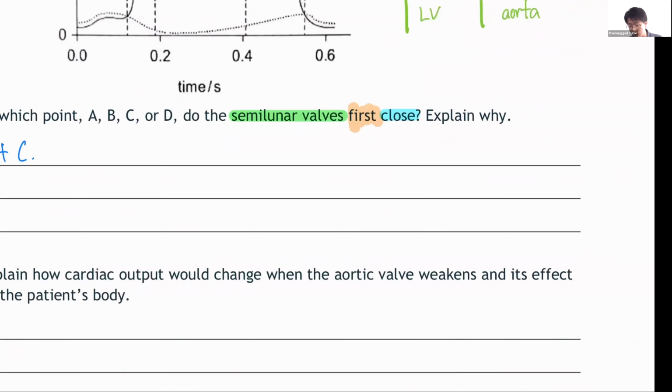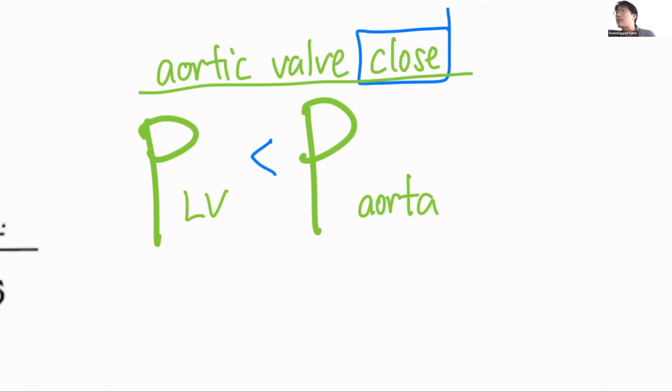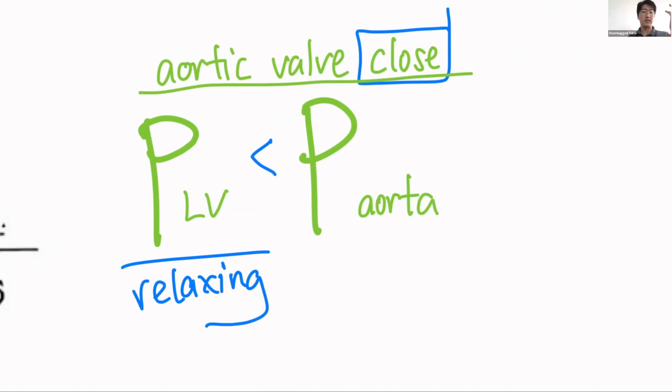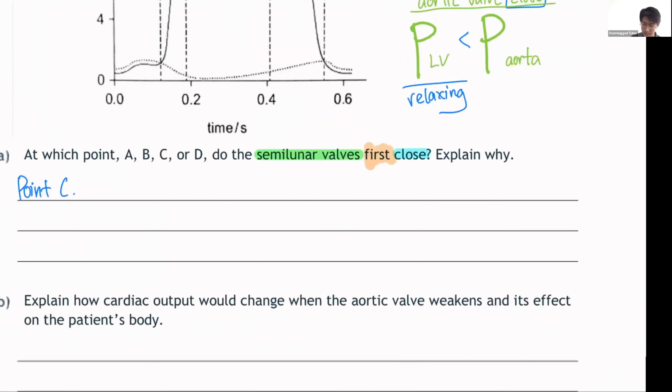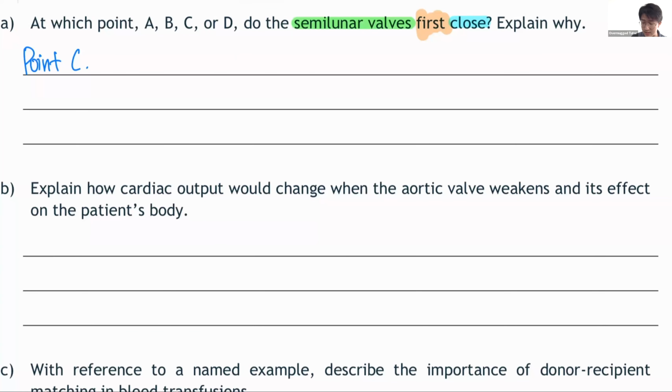One more thing. Why does this happen? Why does the pressure in the LV become lower than pressure in the aorta? Does the aorta do anything to blood pressure? So we focus on LV. What is the LV doing that causes its pressure to decrease? Increase in volume means the heart is relaxing. Relax. Very good, John. And that is our first explanation point.